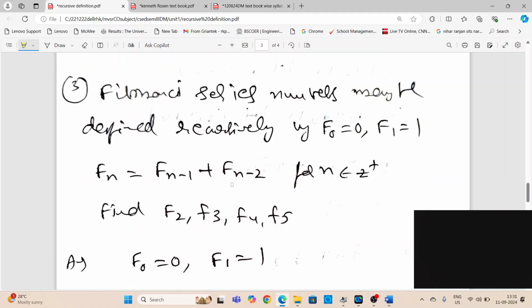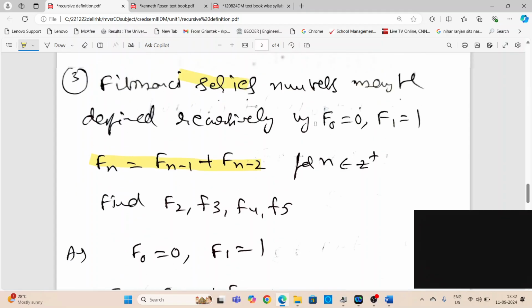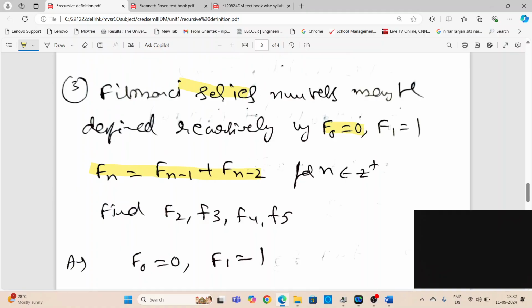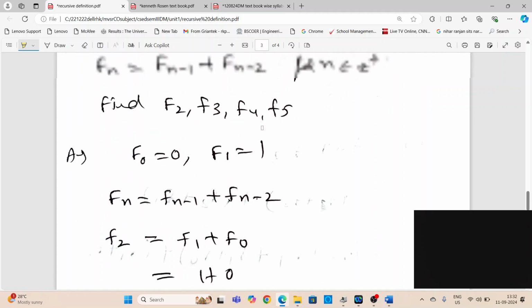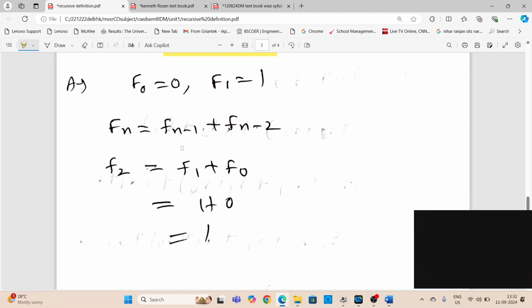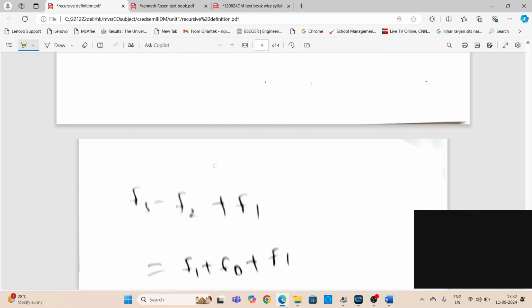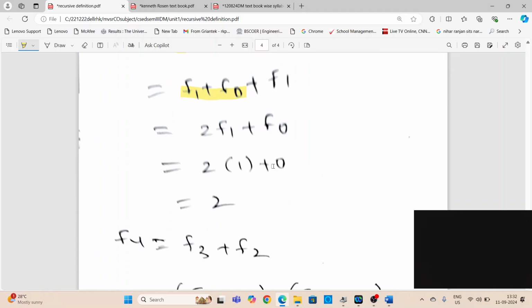As far as recursive definition problems in discrete mathematics are concerned, Fibonacci series. The Fibonacci series relationship is like this. f of n is equal to f of n minus 1 plus f of n minus 2. And we know that f of 0 equal to 0, f of 1 equal to 1. So these are all non-negative integers. Now the question given is find f2, f3, f4, f5. So f2 will be equal to f1 plus f0. f3 will be equal to f2 plus f1, which will be equal to f1 plus f0 plus f1, because f2 will be replaced with f1 plus f0.